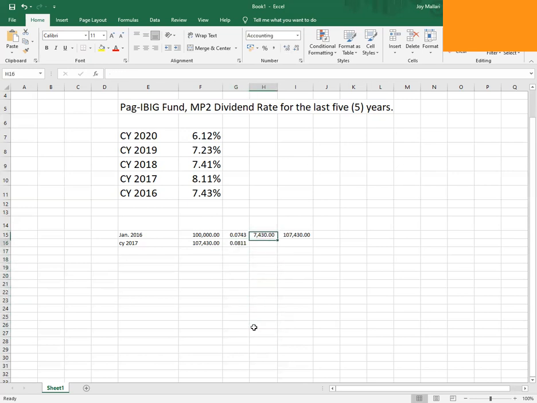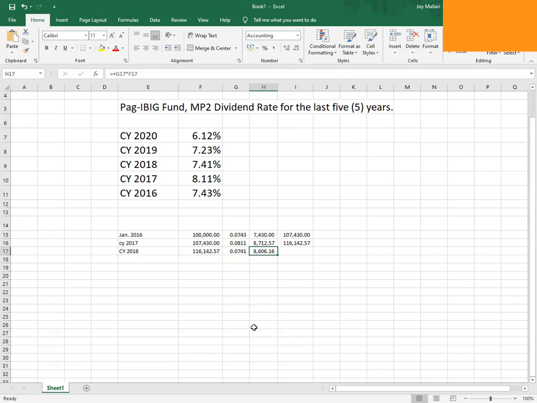The dividend income for the second year is, as you can see, a compounding dividend. Whatever you earn for the previous year will also earn for the next year. Your investment value after 2 years is 116,142.57. For calendar year 2018, your beginning balance will be your ending balance for 2017. Dividend rate is 0.0741. Let's multiply this one by this.